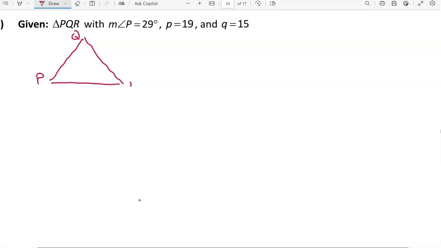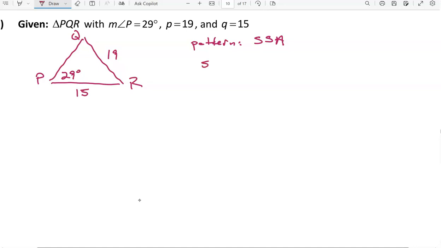So we have a triangle PQR. Measure of angle P is 29 degrees. Side P, or the side opposite that, measures 19. The side opposite Q measures 15. This is a pattern of givens that fits the SSA. That's the ambiguous case, and that means that we can solve this triangle, but we may get 0 solutions, we may get 1 solution, we may get 2 solutions. We just don't know when we start.